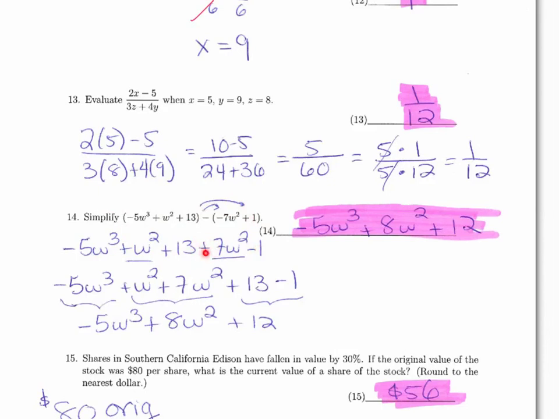And then now you can move terms around so you can collect like terms. Negative 5w cubed, there's only one of that term, so that comes along. W squared, there's 2, so we add them together. 7 plus 1 is 8w squared. And then 13 minus 1 here is 12. So our final answer is 5w cubed plus 8w squared plus 12.